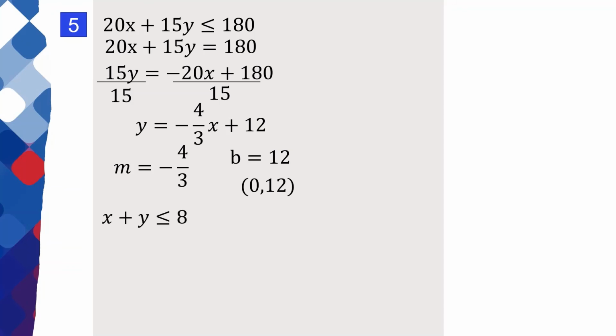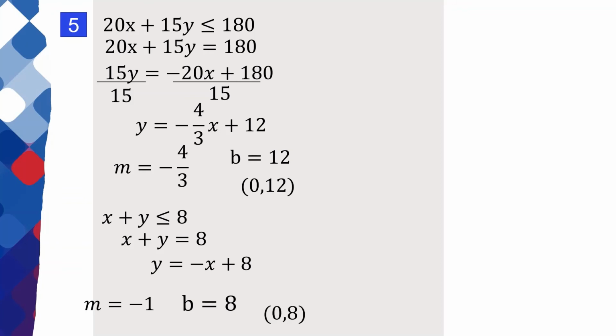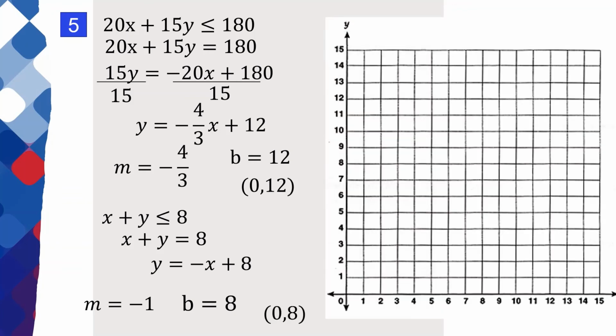Then on the second inequality, we have x plus y is less than or equal to 8. Transform it into an equation, then write it into slope-intercept form. And the slope is negative 1 and the y-intercept is 8. So let us now show the graph. On the first inequality, we will locate 0, 12. Then count negative 4 over 3. So we have 4 downward and 3 units to the right. Then since it is less than or equal to, we will use a solid line.